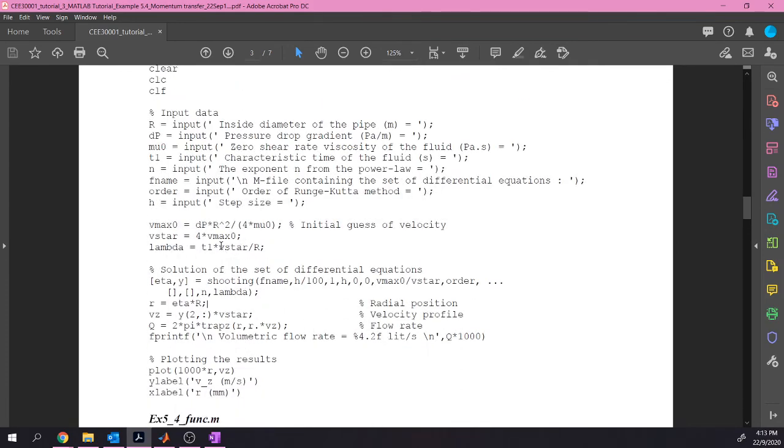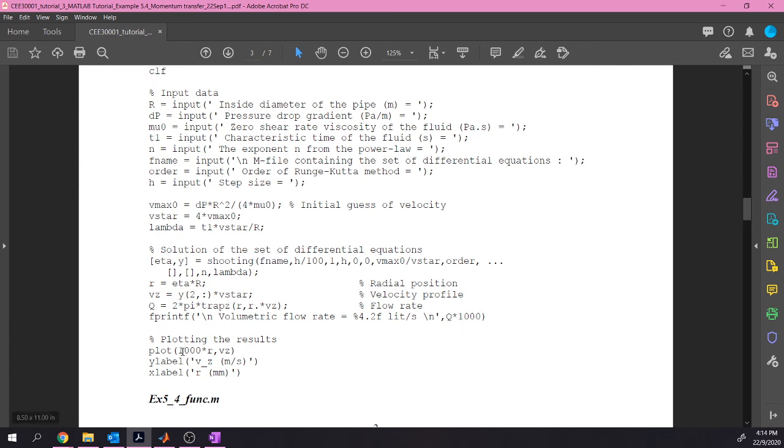Okay, Vmax, sorry, and V star. And Q is the flow rate, which is 2 pi times the integration of Vz times r with respect to r, using the trapezoidal integration. And fprintf means the solution will show the flow rate in liters per second, and we will take Q times 1000.